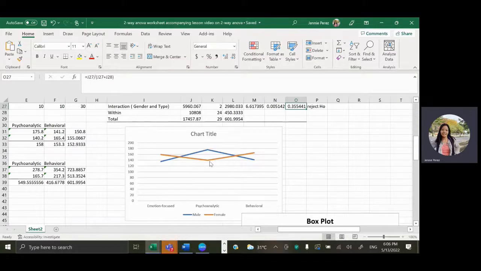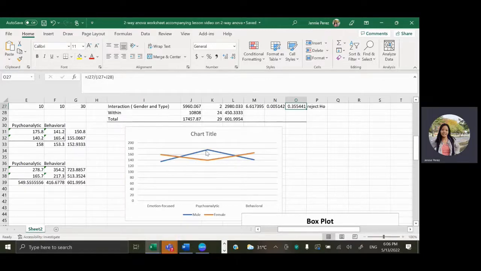And we have these two lines. The blue line represents the scores of clients receiving counseling from a male counselor, and the orange line here represents the grief scores of clients receiving counseling from a female counselor.